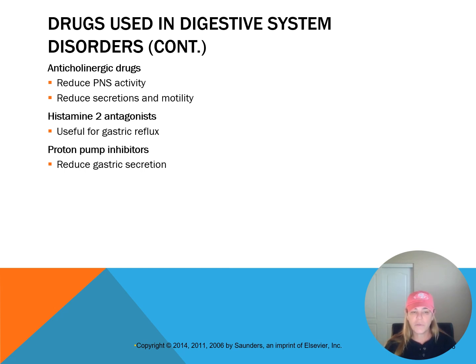Anticholinergic drugs will reduce your parasympathetic activity, which we said will increase the secretions in your stomach, and will slow down the secretions and slow down the motility. Histamine 2 antagonists are also used for GERD, and so are proton pump inhibitors used for GERD as well.